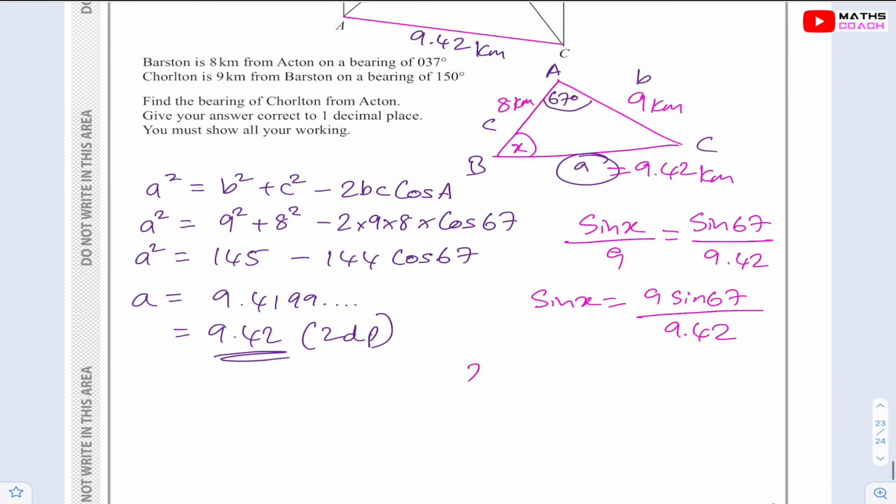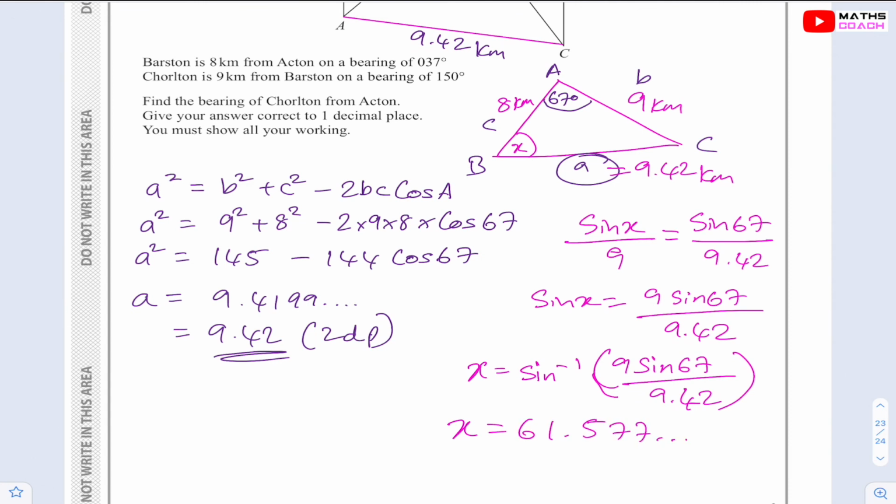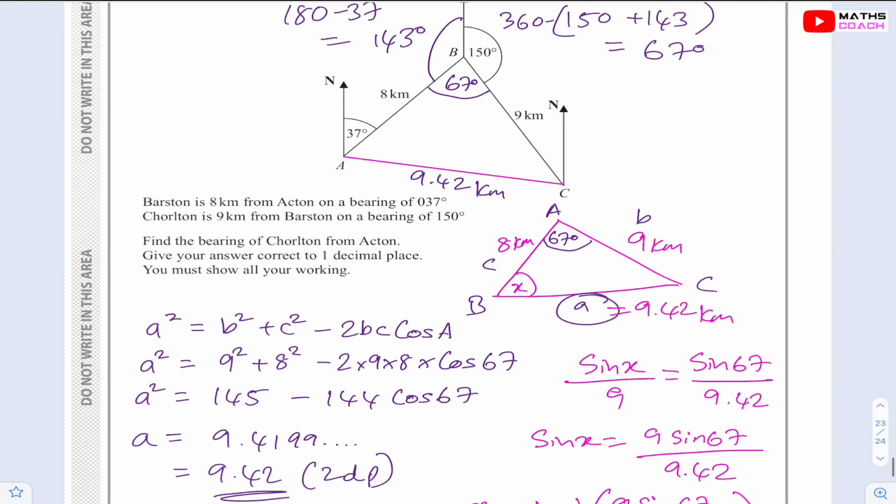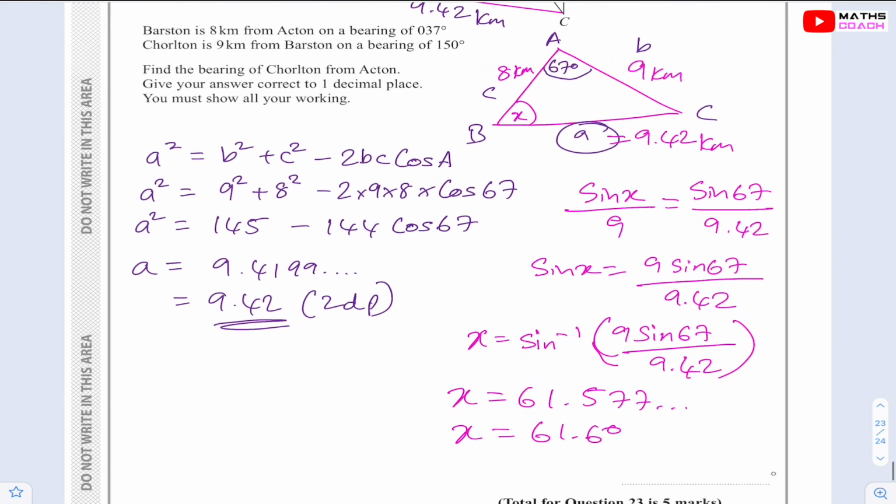And because we are finding an angle, we'll do the inverse of sine. So 9 times sine 67 over 9.42. And that gives us 61.577 dot dot dot, and we can round this to one decimal place, so 61.6. So now we know that this is 61.6 degrees, and we were asked to find the total bearing, which was from there to there, because bearings are from north clockwise, remember that, and they are in 3 digits.